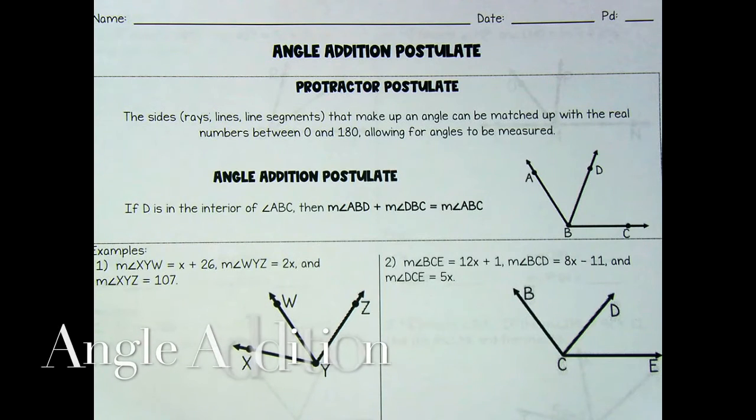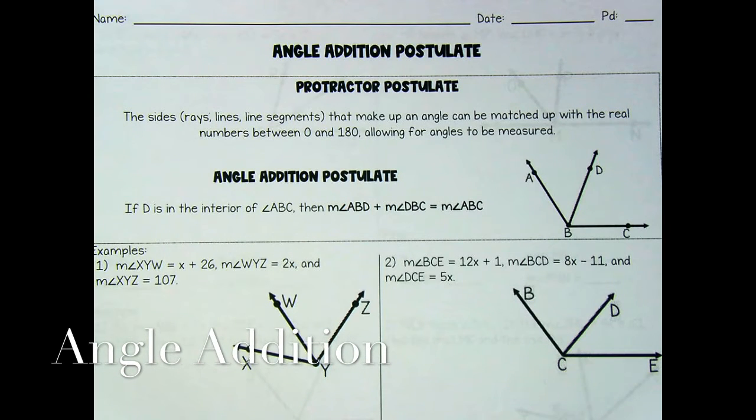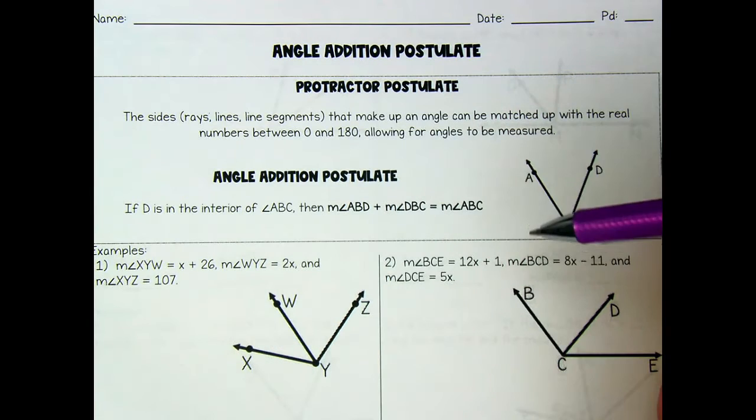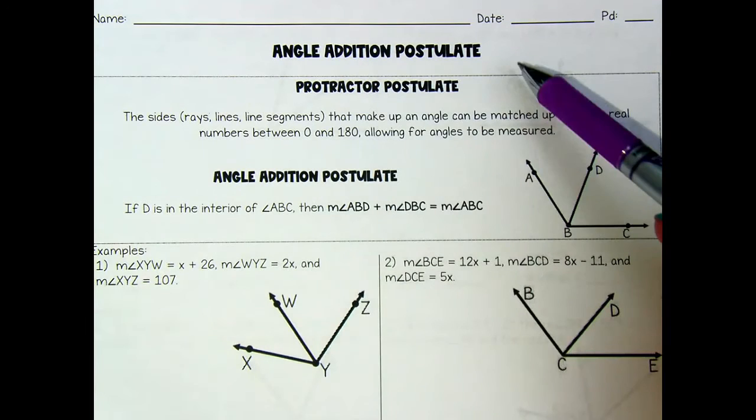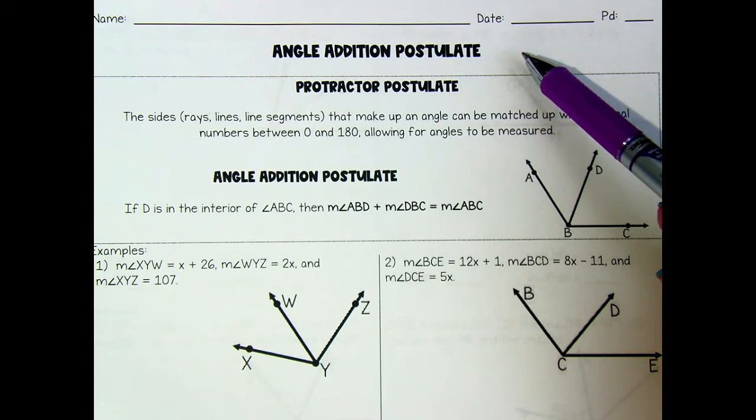After we learn the basics of what angles are and how to name them, we now move into angle addition. So here we have the angle addition postulate. And a postulate is something in geometry that we know is true. We don't have to prove it.